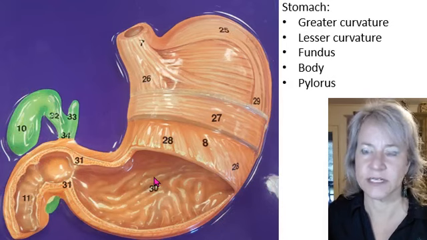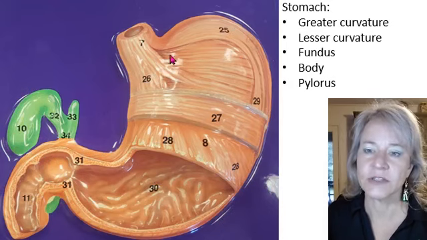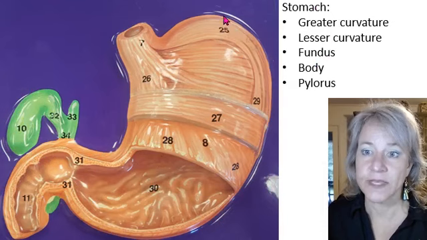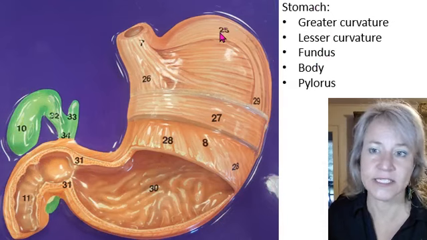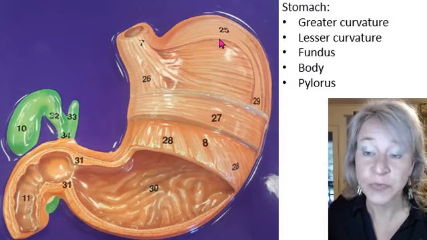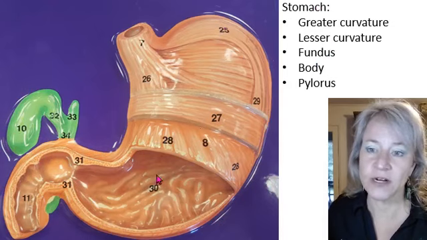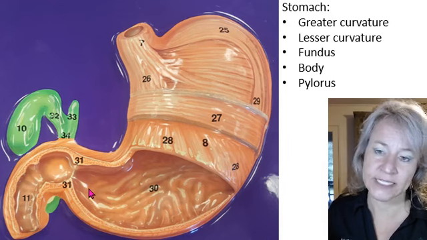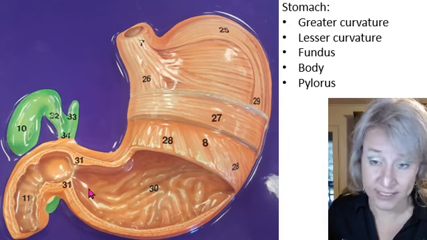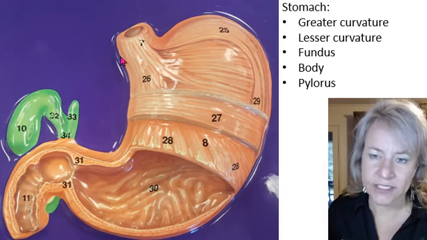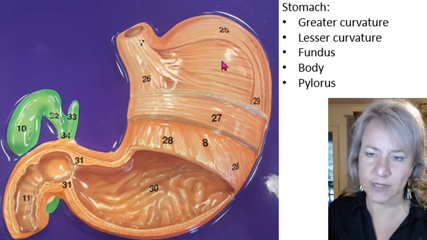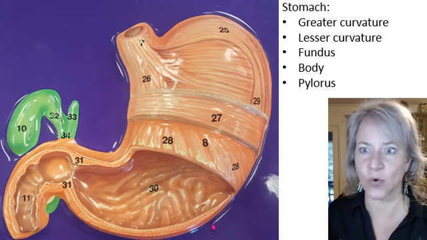Okay, let's start with the stomach. So the stomach, I want you to know all these parts of the stomach. The top part of the stomach is called the fundus. The middle part is the body. And this bottom part of the stomach is the pylorus. And this curve is the lesser curvature of the stomach, while this one is the greater curvature of the stomach.